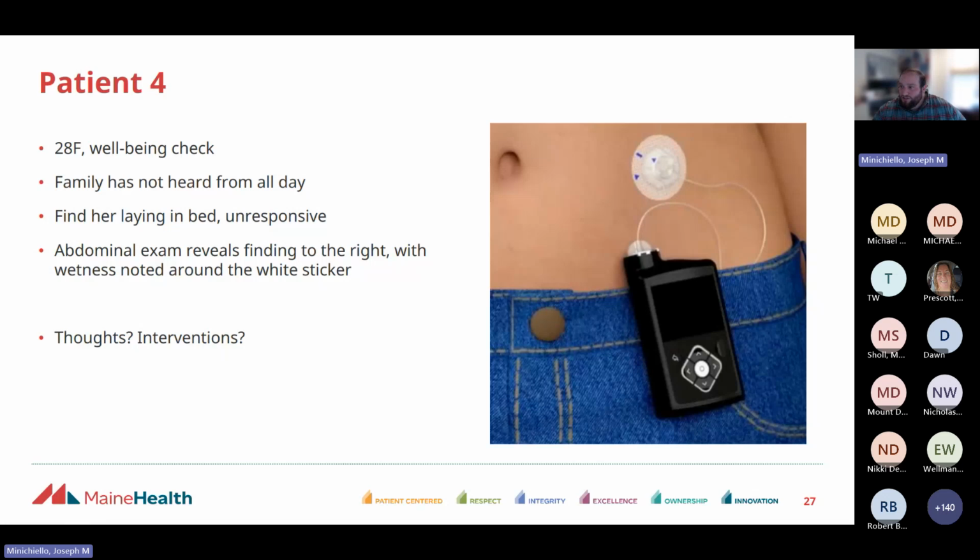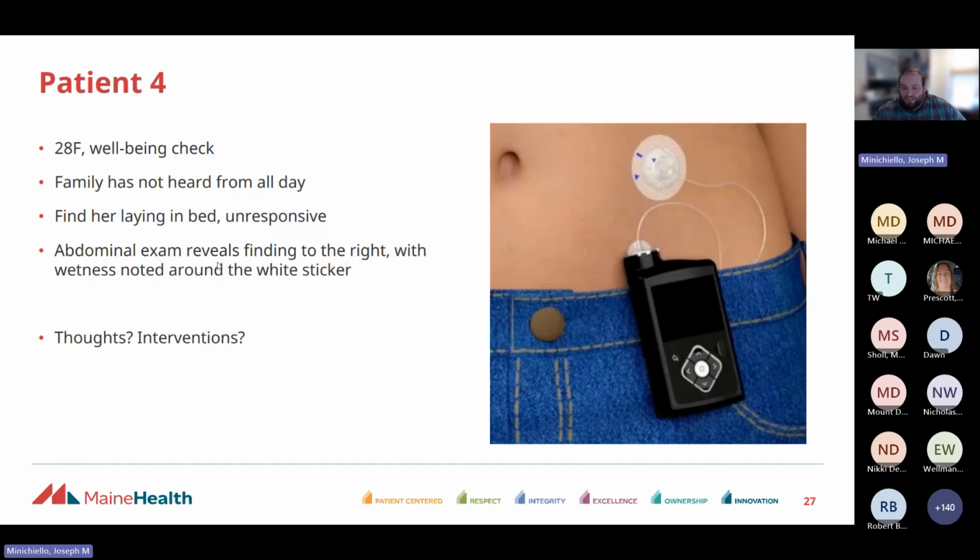All right, one more patient to look at. You have a 28-year-old, got called for a well-being check. You find them laying in bed unresponsive. You see this thing here. It's wet kind of around where that white sticker is. Thoughts of what might be going on, what you want to do.